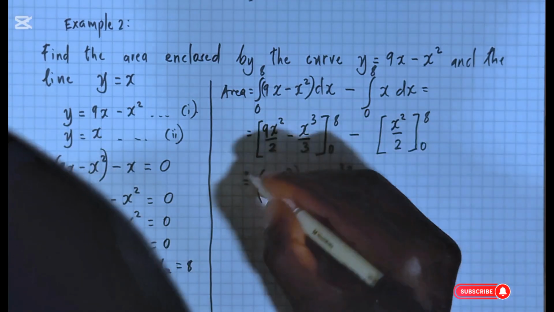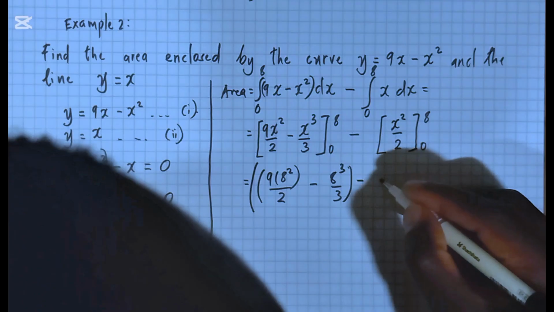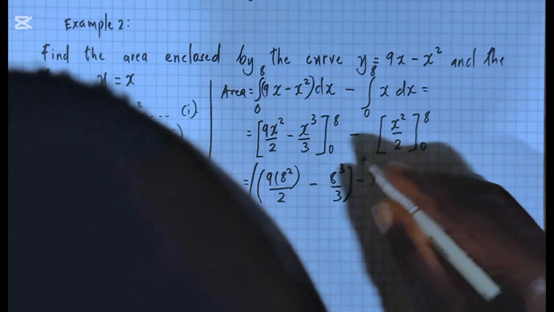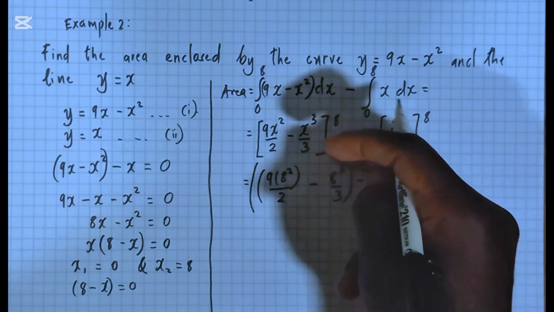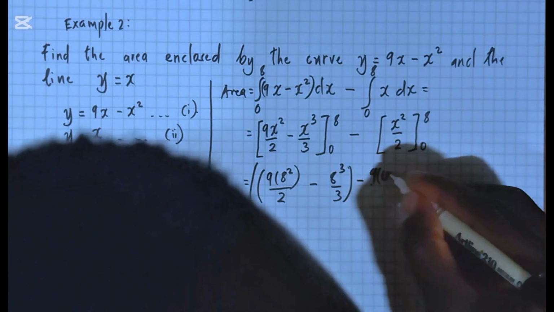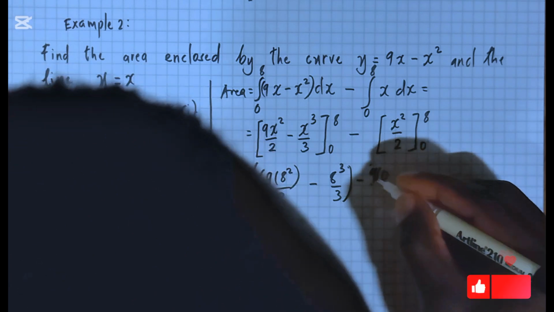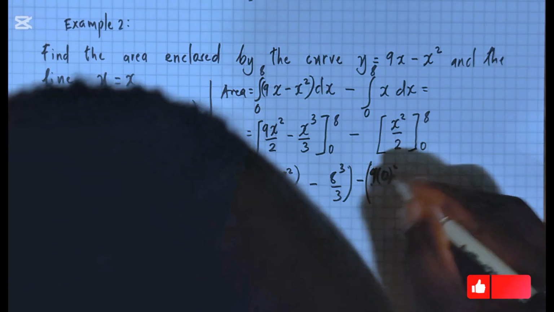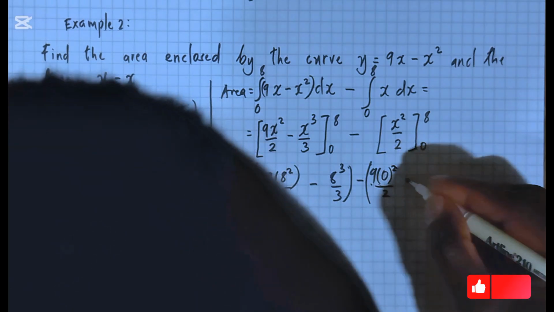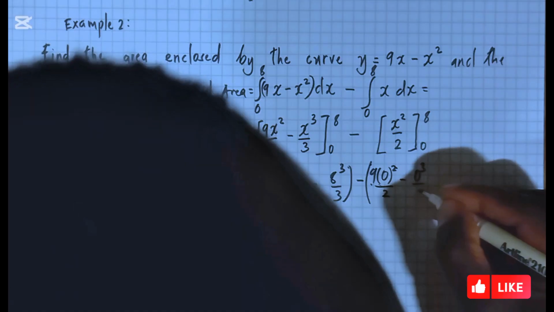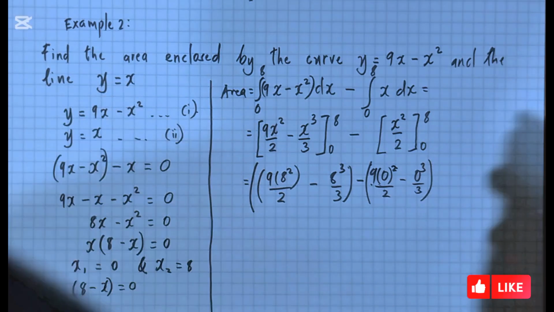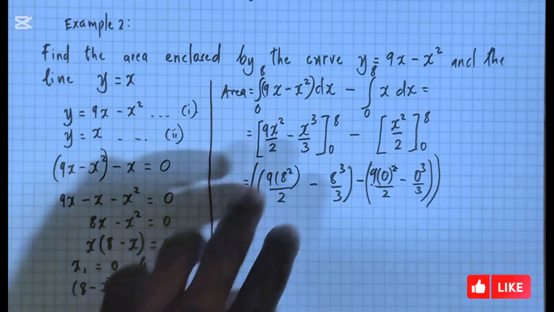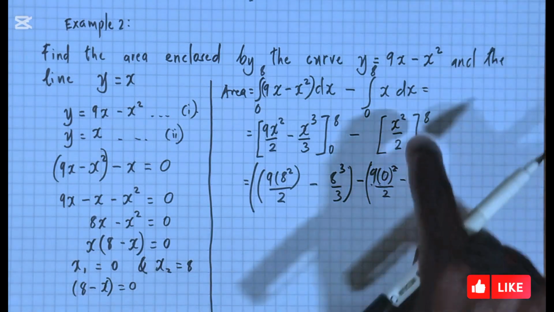All of that minus 9 into, so for the lower limit, anywhere we have x, we're going to put 0. 9 into 0, let's actually have it in bracket, 9 into 0 squared all over 2, minus 0 cubed all over 3. All right, so we are done with that particular end. So minus.